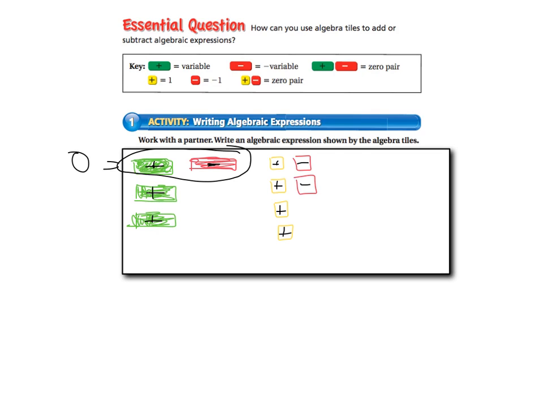And we can see that we are simply left with 1, 2 positive variables. So I'm going to call that 2x. Next, we'll look at our numbers, and we can see that we have 4 positive ones and we have 2 negative ones. Well, we know that a positive and a negative combined together make a 0 pair. So these two together would make a 0, and these two together would make a 0. And we can see that we are left with 2 positive ones. So we would call that plus 2.